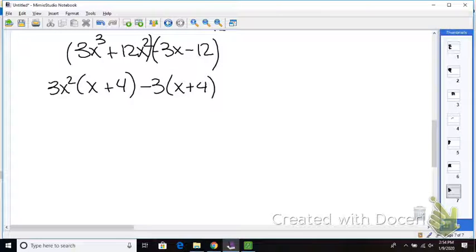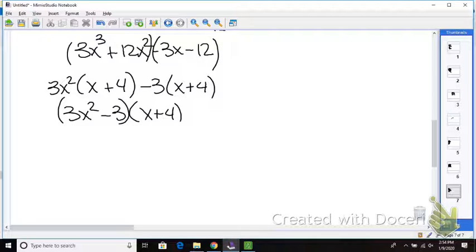Okay, do you guys get this far so far? So I can write this as 3x squared minus 3 and then x plus 4. Is that what you guys got? Okay, this problem's not done, but you did the process right, so yay. But if you look here in this factor, there's something that they have in common. What can I factor out of here?